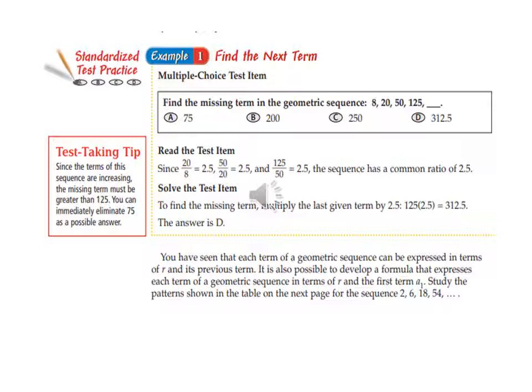Study the pattern shown in the table on the next page for the sequence 2, 6, 18 and 54. This slide is very important to understand very closely. I want every student to understand this very closely: how we can find a missing term in a geometric sequence.